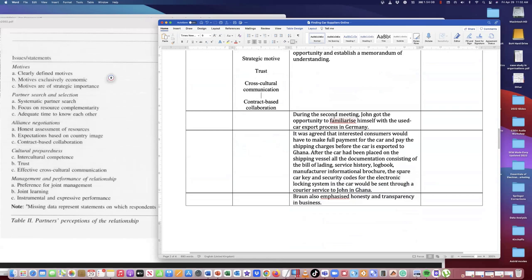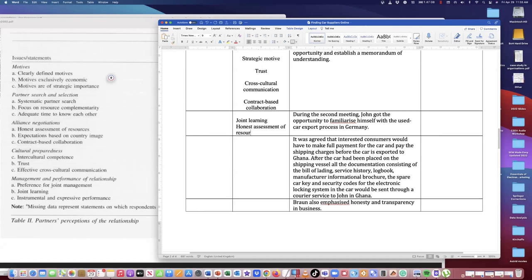During the second meeting, John had an opportunity to familiarize himself with the used car export process in Germany. So which one is this? Joint learning. Talk about honest assessment of resources. Even not of processes. This one's about process. So not just the resources alone.